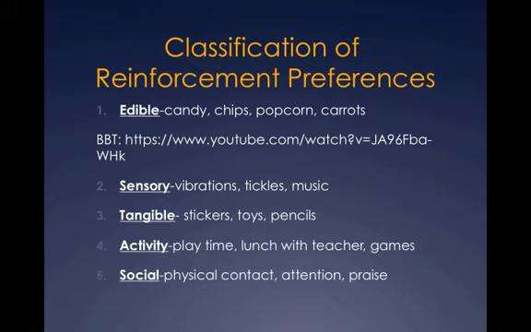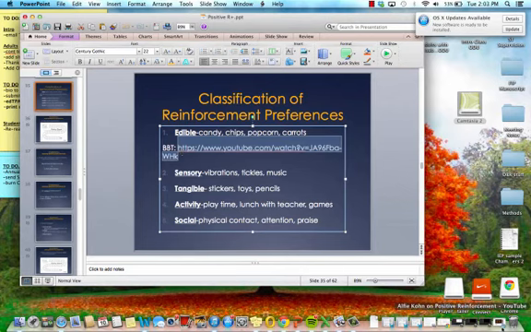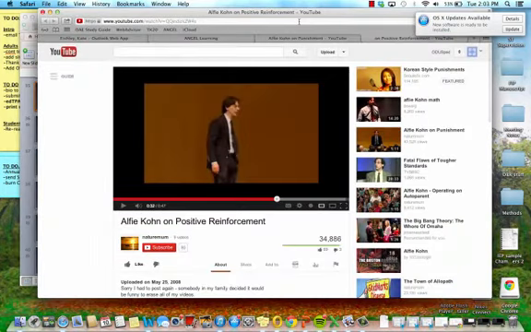But some of the most common types of reinforcement are edibles, so candy, chips, popcorn, carrots. I always tried to use the healthiest alternatives, but as you probably know, not many of us are reinforced by carrots. Not that exciting. And then I wanted to show you this clip that illustrates candy as a positive reinforcer.